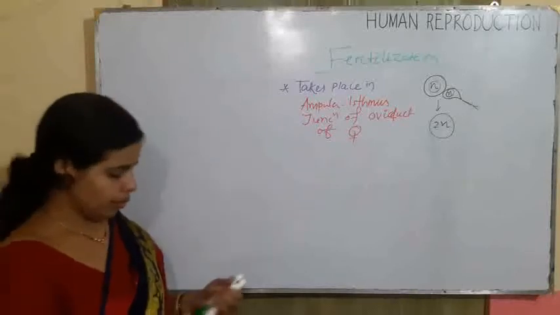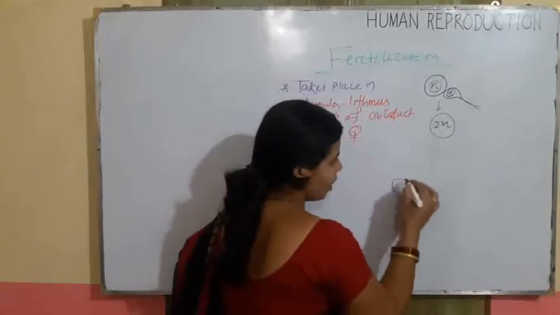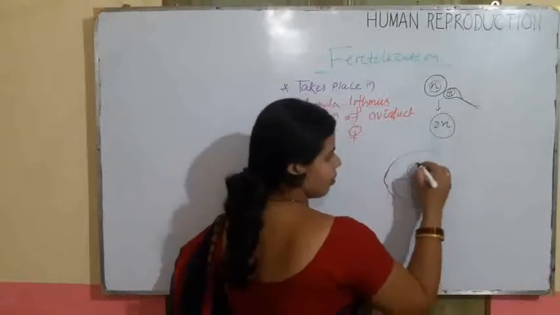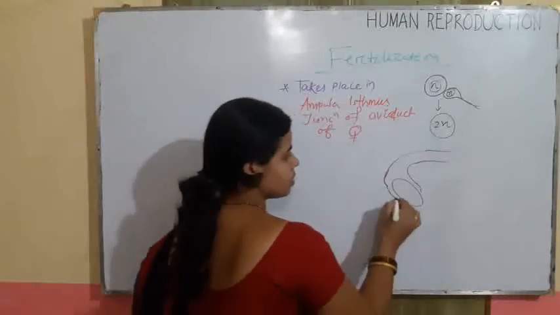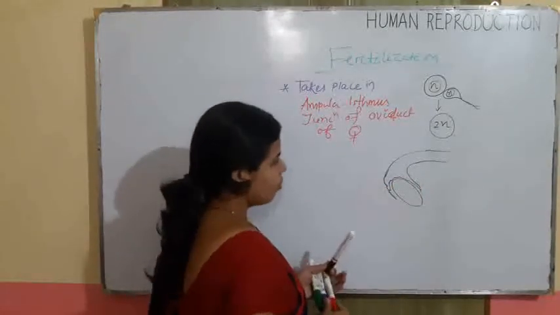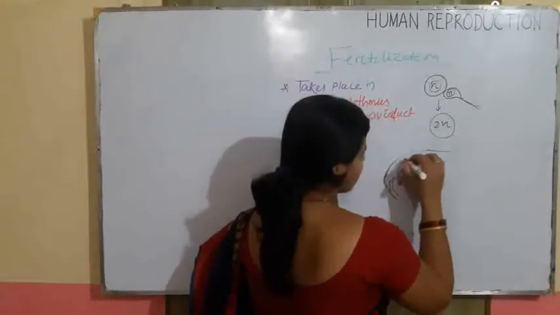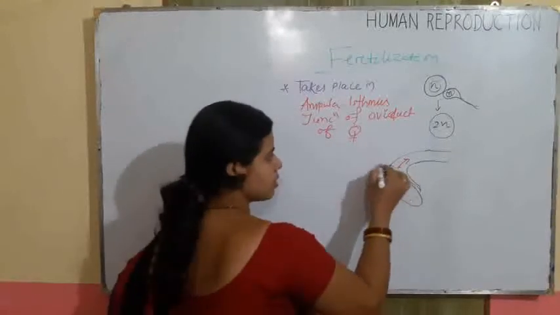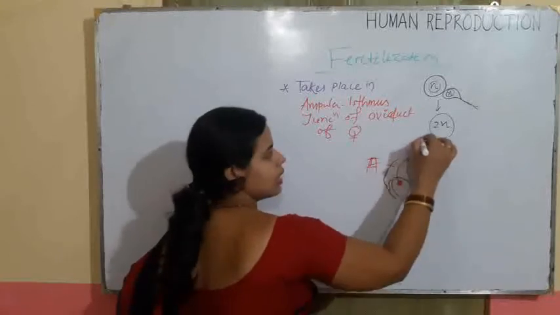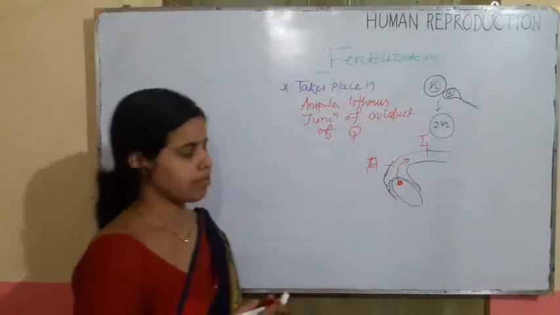As we know, the ova released from the ovary has to transport towards the oviduct. This is the oviduct, so the ova released from here moves towards the oviduct. This is called the ampulla, and this is called the isthmus. In between these two, the fertilization process takes place.